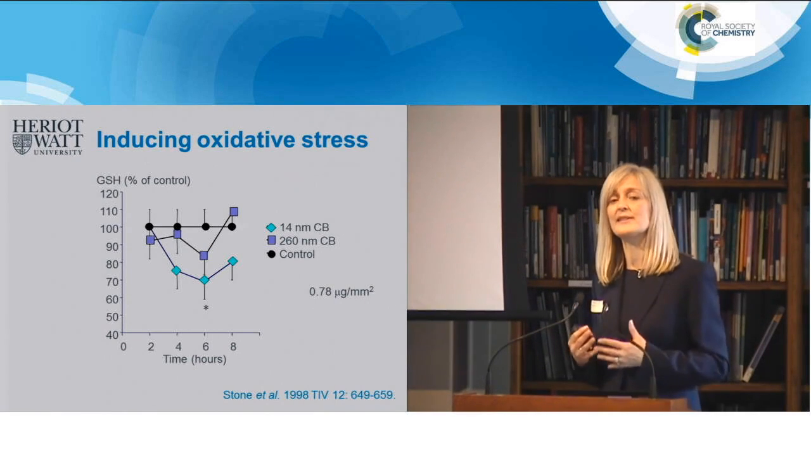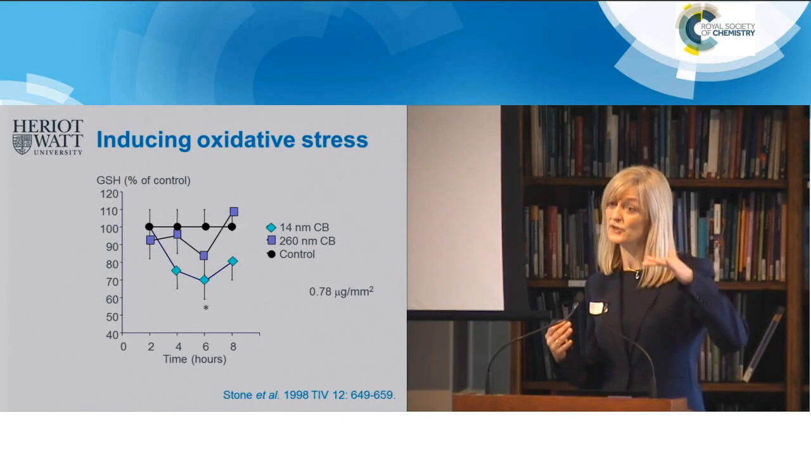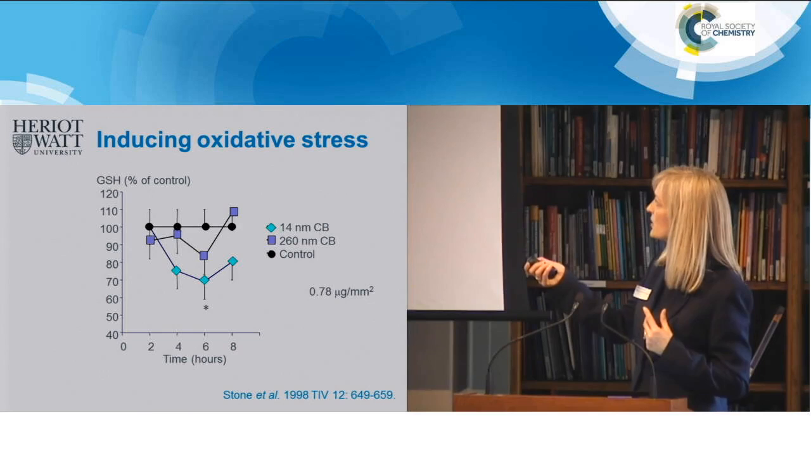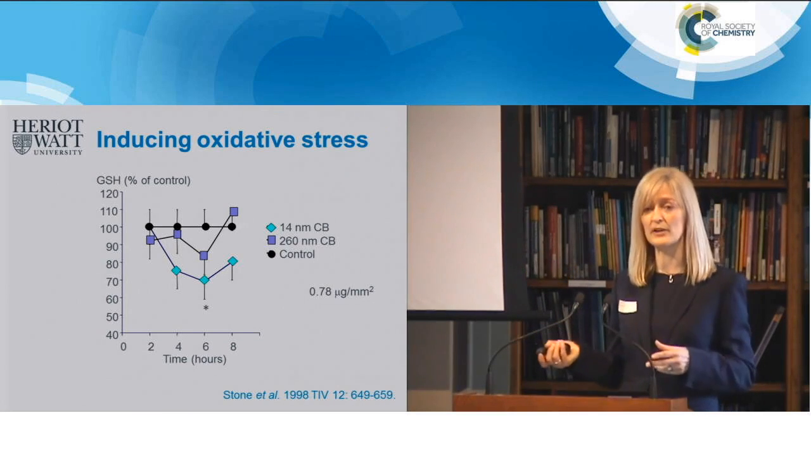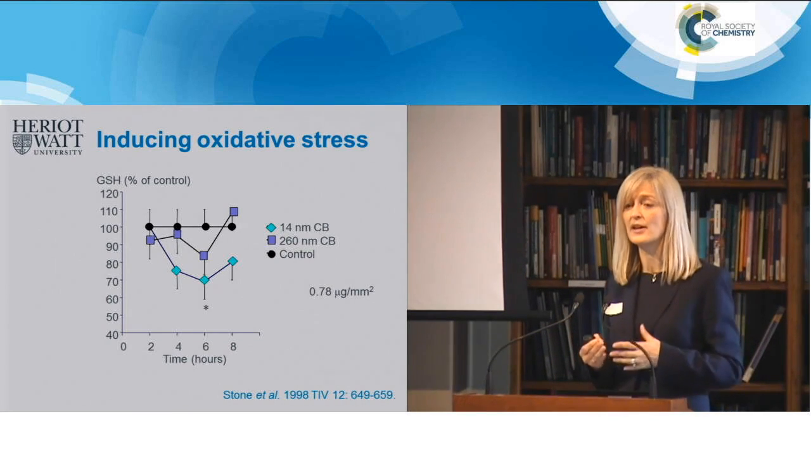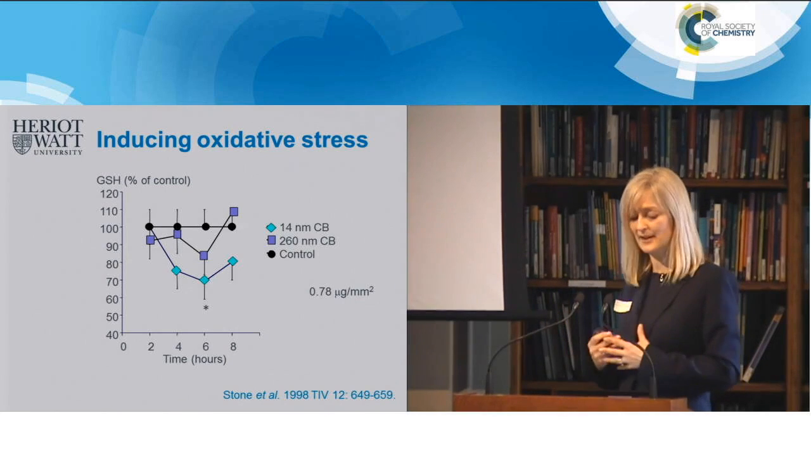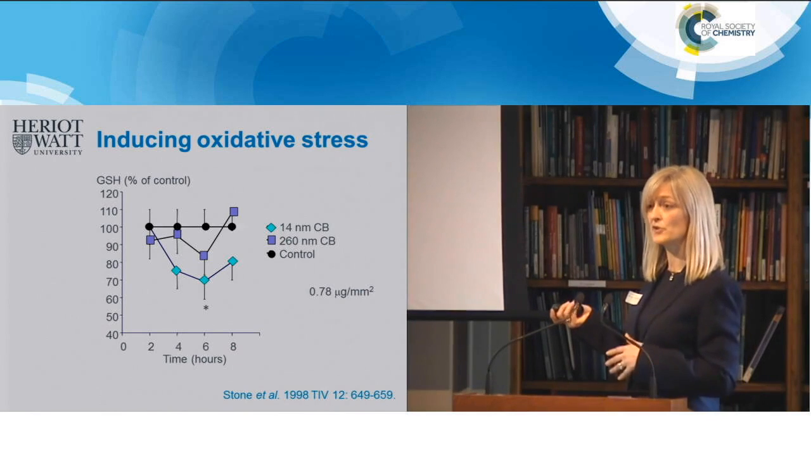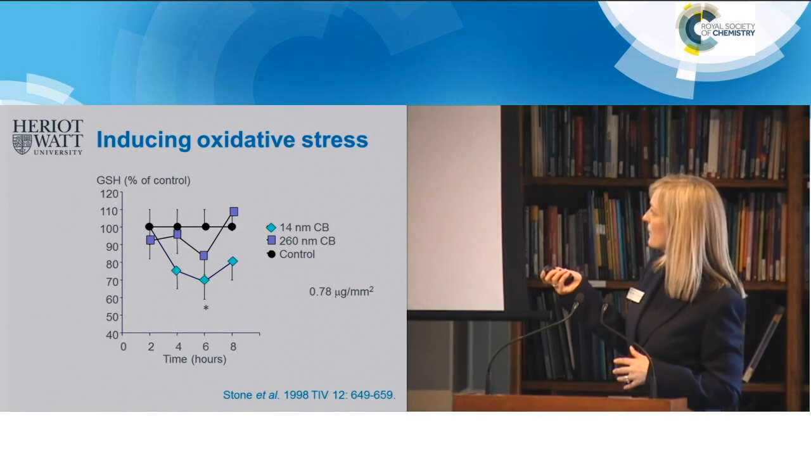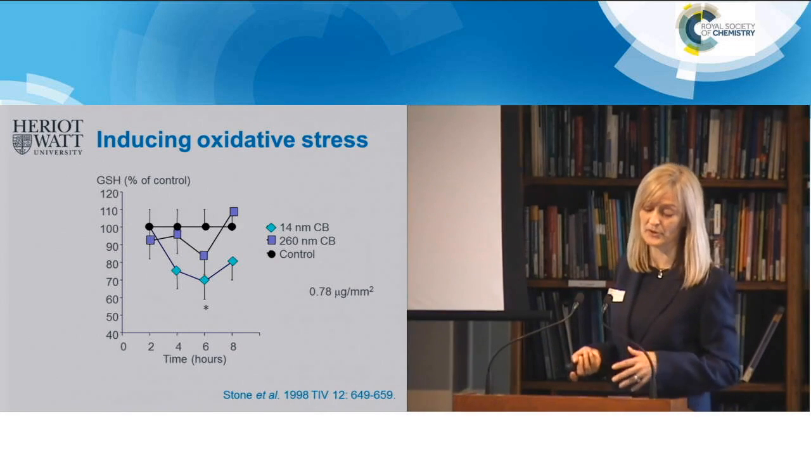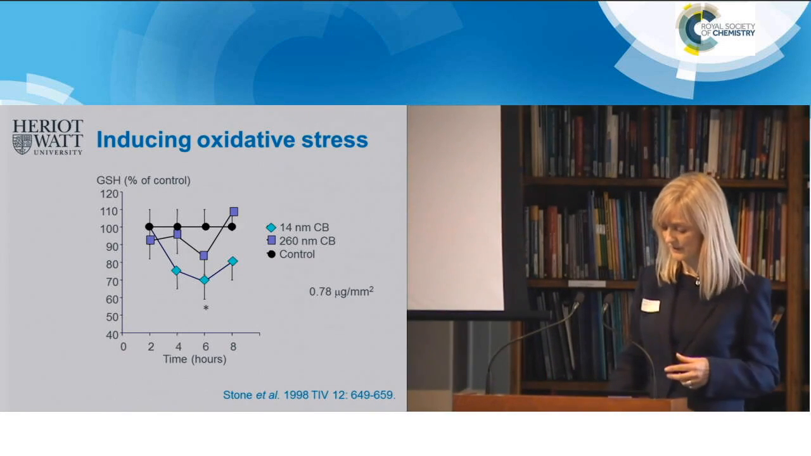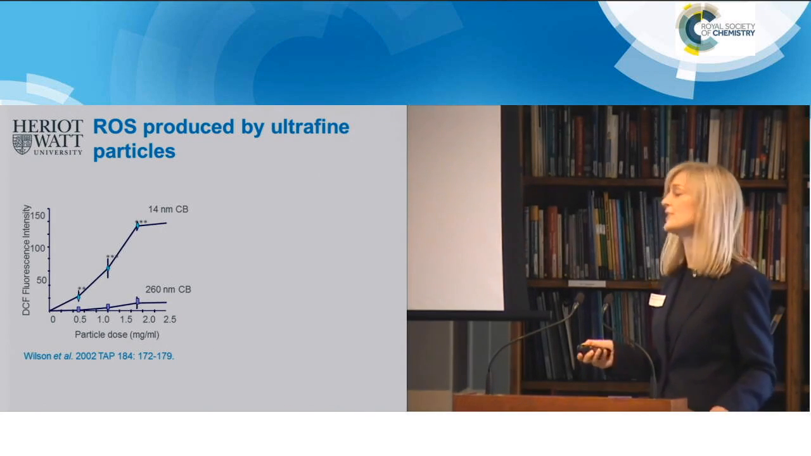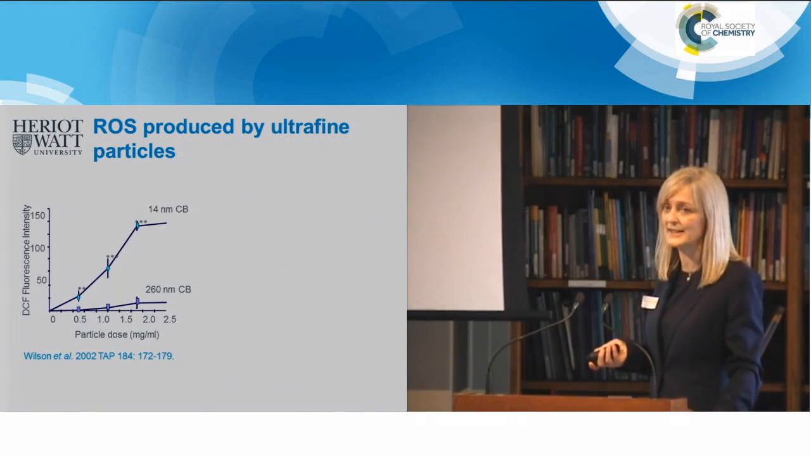So one way to do this is to measure the level of oxidative stress in the cells. So the reactive oxygen species cause this oxidative stress. And you can do this by measuring glutathione, which is an antioxidant in cells. So these antioxidants protect cells against reactive oxygen species and become depleted if the reactive oxygen species levels go up too high. And we found that the 14 nanometer particles did induce this oxidative stress, whereas the 260 nanometer particles didn't. We could measure these reactive oxygen species using a variety of assays.